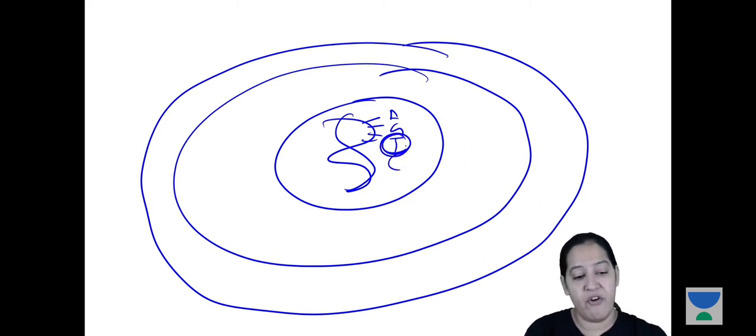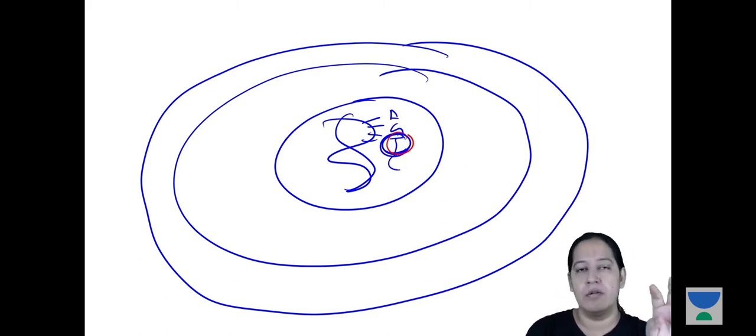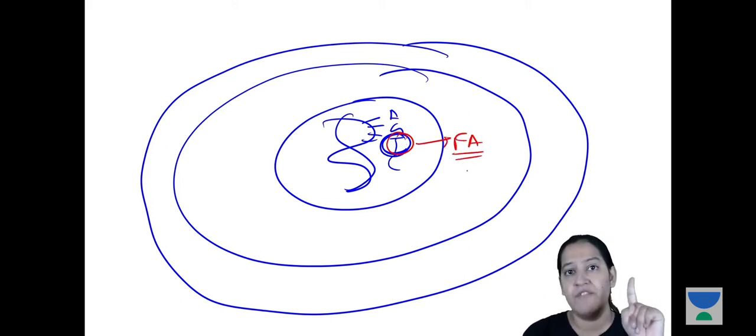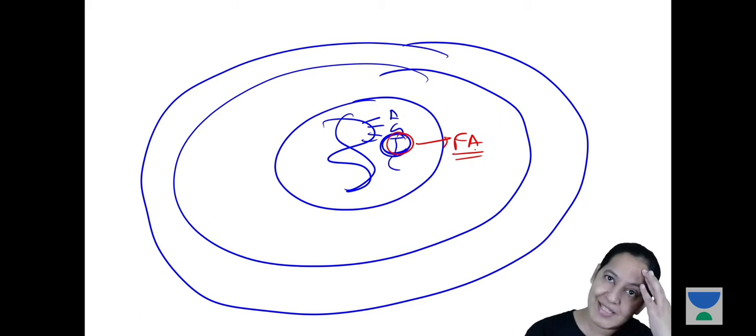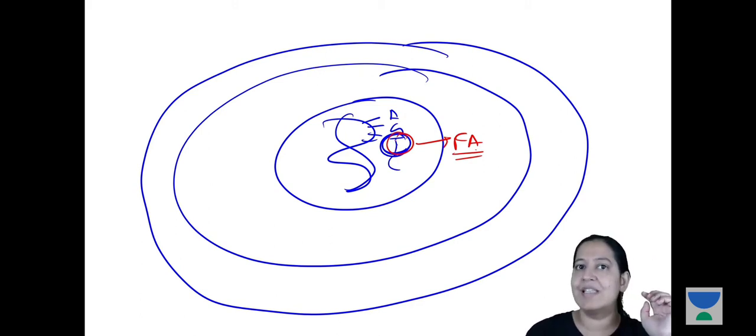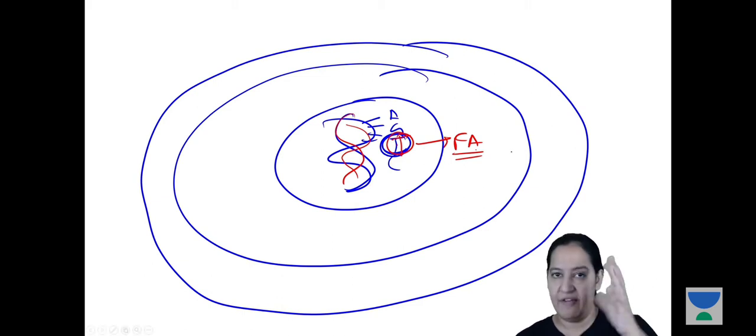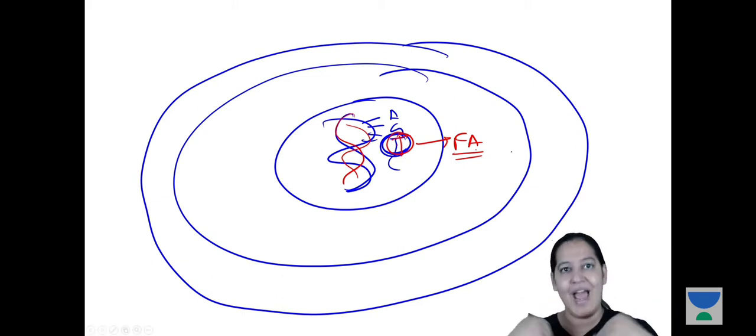For the synthesis of thymidine, folic acid is required. Folic acid is required for synthesis of thymidine. If folic acid is present, then only thymidine is synthesized. If thymidine is present, then only DNA will be synthesized. Done. So if this bacteria is present inside my body, I want to kill this bacteria.